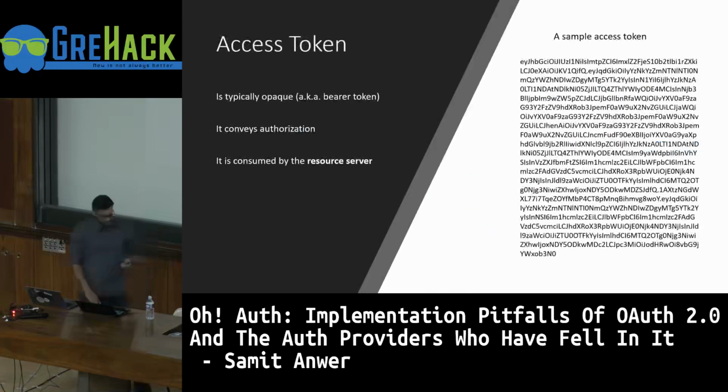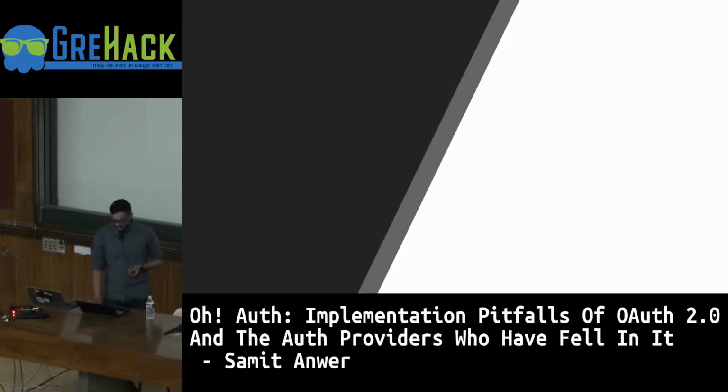The access token from the auth server is generally opaque. And when I say opaque, you can't really make sense out of it. You cannot decode it to figure out any other information or infer information from it. It just conveys authorization and it is consumed by the resource server as we just discussed.